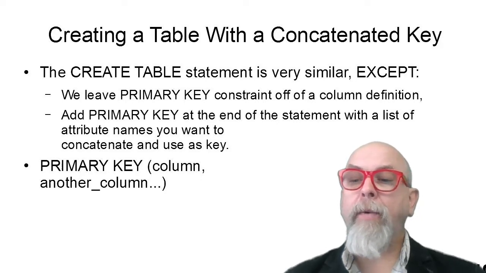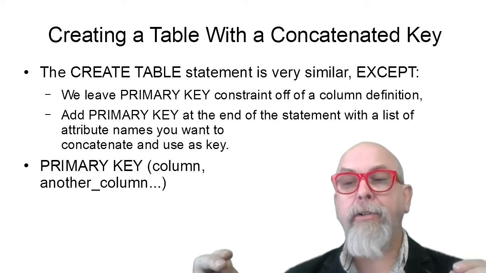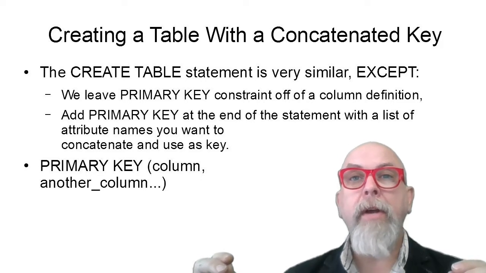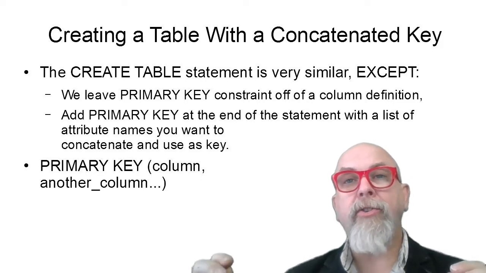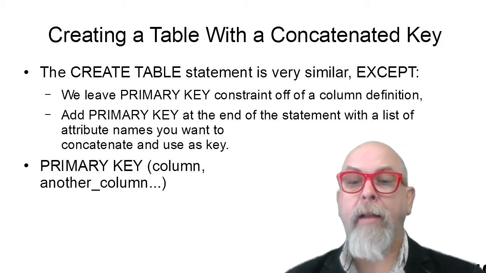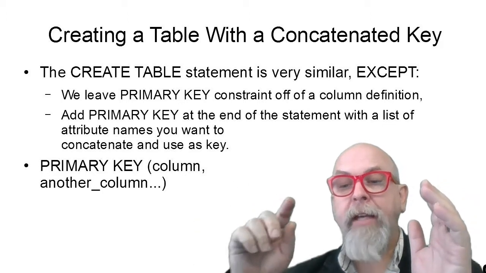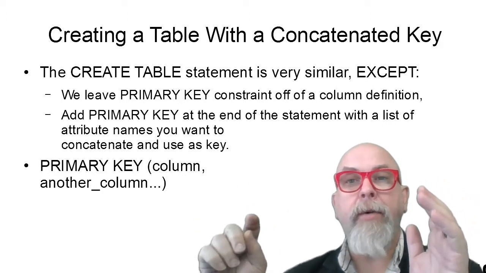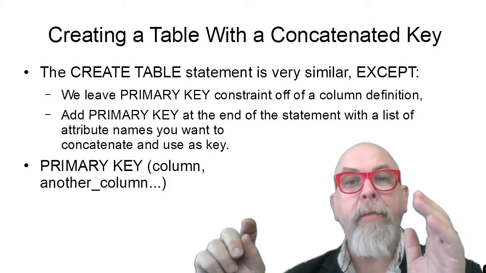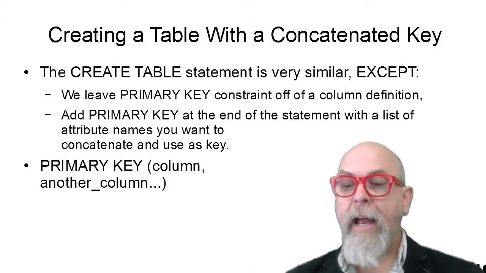When we're dealing with a concatenated key, instead of putting primary key beside the attribute or attributes, we have to put the primary key constraint at the end of the list of columns after we've defined the columns. And its format is primary key, open parenthesis, and a list of the columns that we're going to concatenate together to form the primary key, followed by a close parenthesis. Let's see that in action.